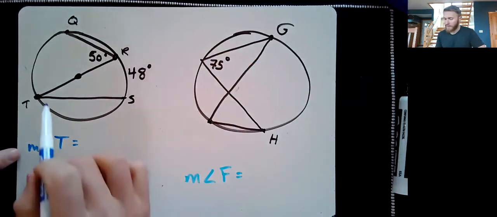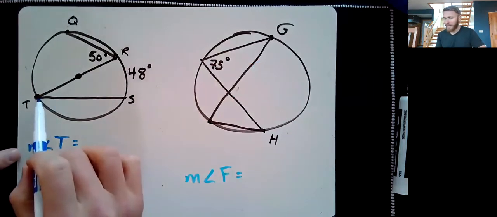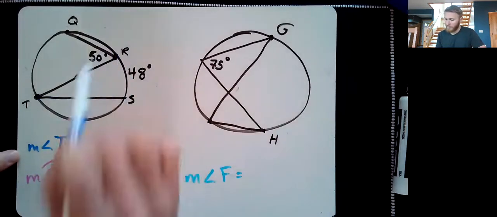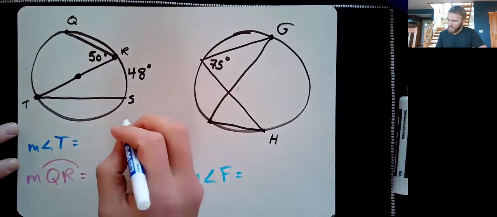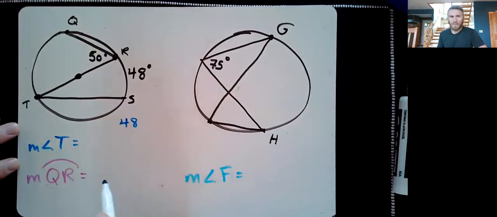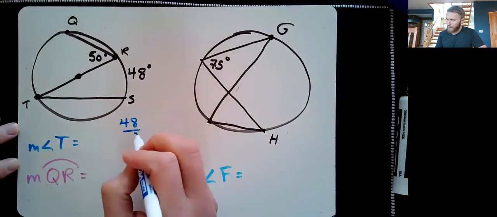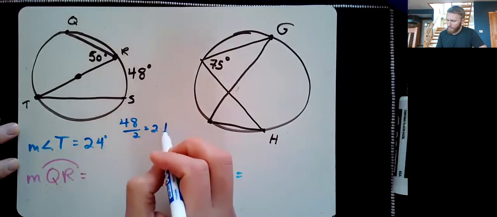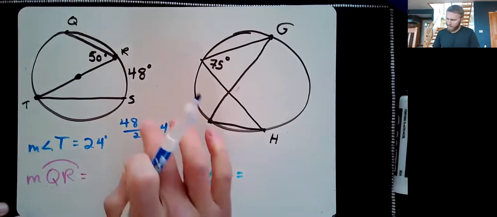So the measure of angle T, because it's inscribed, it's half the measure of the arc it intercepts, which in this case is 48 degrees. So the measure of angle T is 48 degrees times a half, or divided by 2, is 24. Great.